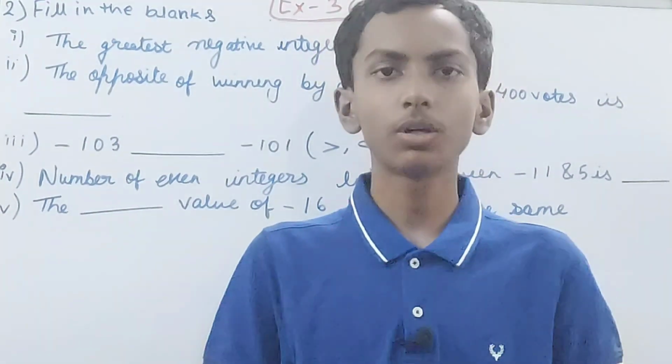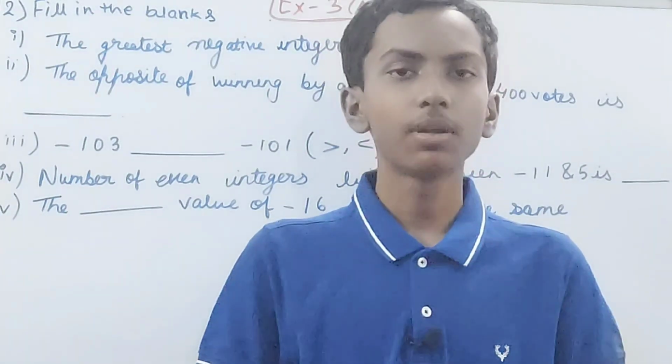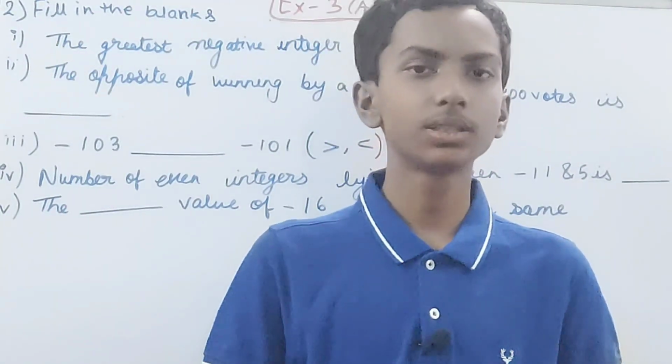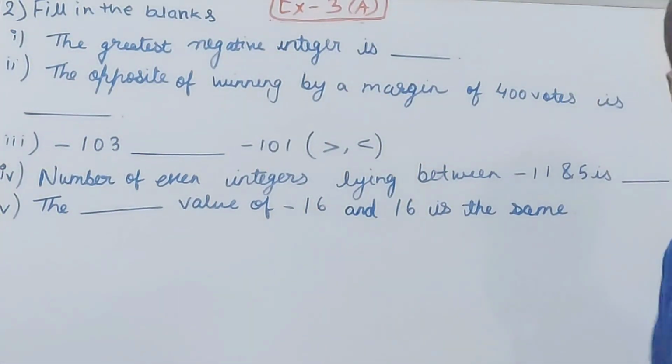In this video we are going to solve ICSE Mathematics class 6 chapter 3, negative numbers and integers, exercise 3A, question number 2. This is fill in the blanks, so we have to fill in the blanks whatever is given.